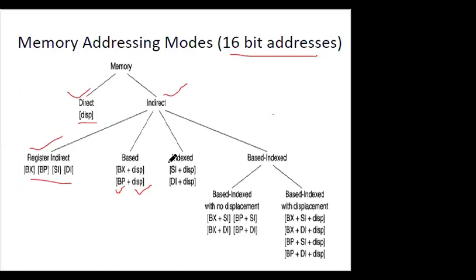Why is this called indexed addressing? Because we are adding this constant to the index registers to define some address location. The two index registers are the source index and destination index registers. Then we have a combination of both, the based index register. This is based index with no displacement, or without displacement and with displacement. These were the modes of memory addressing in a 16-bit system and how a 16-bit address is generated.